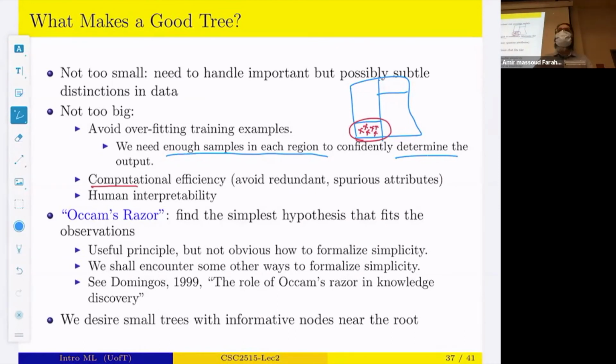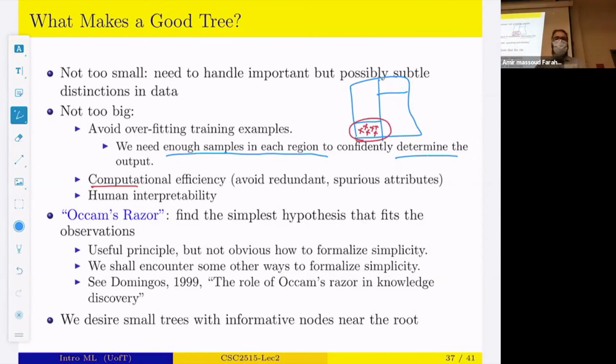Okay, there is another concept that I want to talk about, which is related to this simplicity or complexity, called Occam's razor. Have you heard of Occam's razor in other courses? Okay, few people. Okay, perfect.